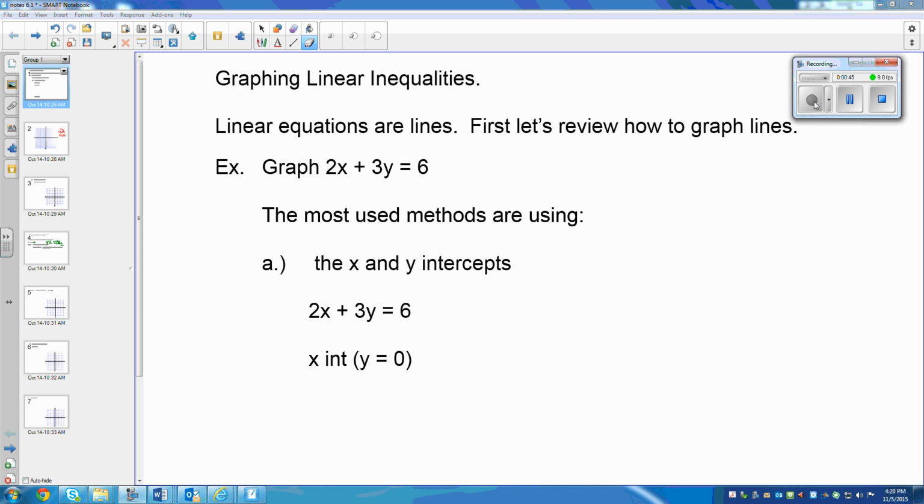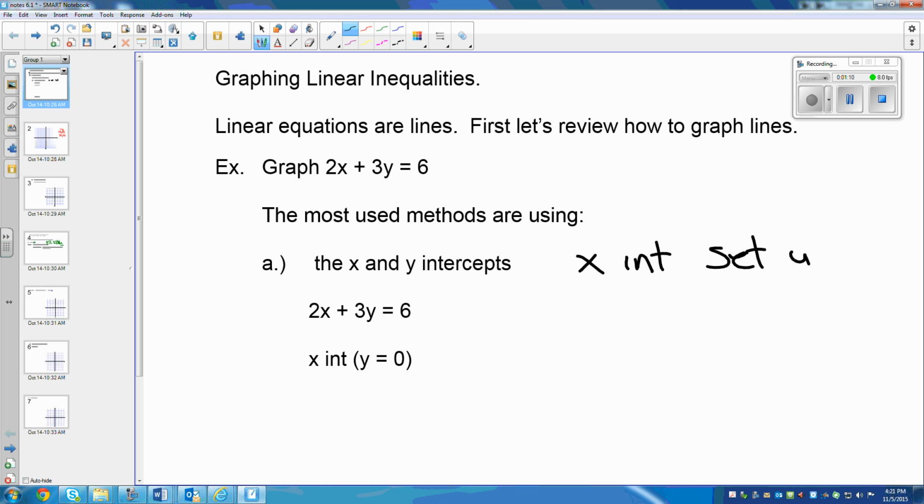In order to graph a line, you can use one of two methods: the x and y intercept method, or the slope-intercept form, where you take the slope and the y-intercept and you graph. To solve for an x-intercept, you set y to 0 and solve. And to solve for a y-intercept, you set x to 0 and solve for y.